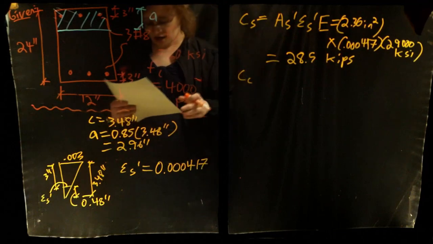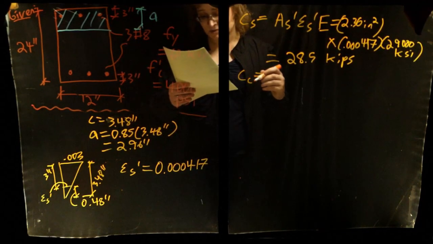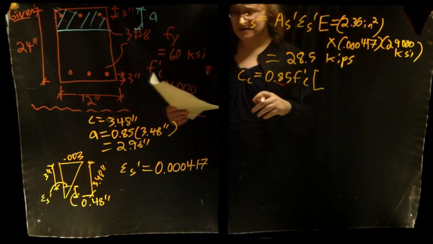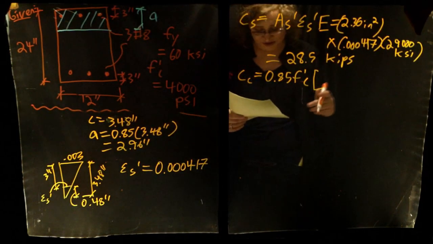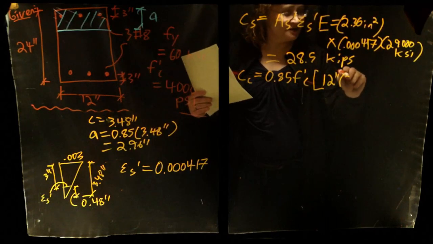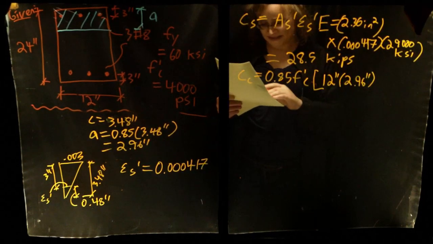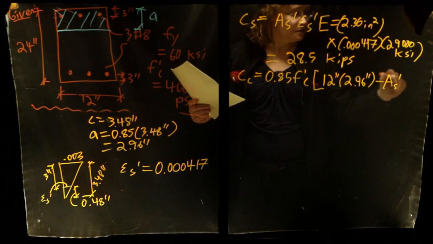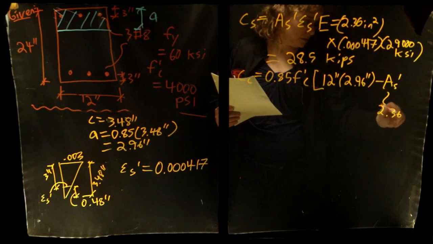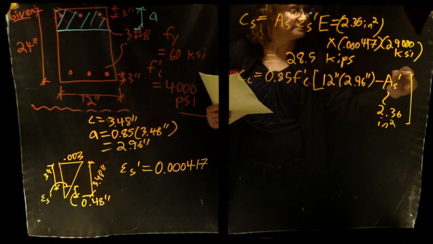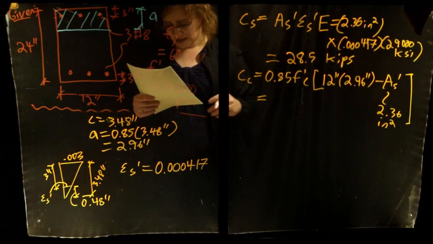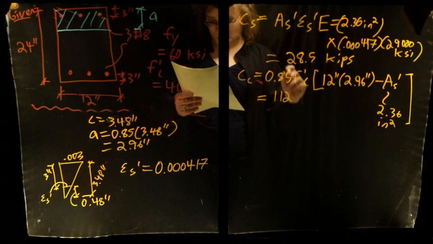And then C sub C, our concrete compressive force. This is equal to 0.85 F prime C times, and again, we need to take the area of the Whitney stress block minus the area of the compression reinforcement. So that's 12 inches times our calculated A of 2.96 inches, and then subtracting out the AS prime, where AS prime is that 2.36 inches squared. We need to have this subtraction here because we need to make sure we're not double counting the area of our compression reinforcement. And I get a value for C sub C equal to 112.8 kips.